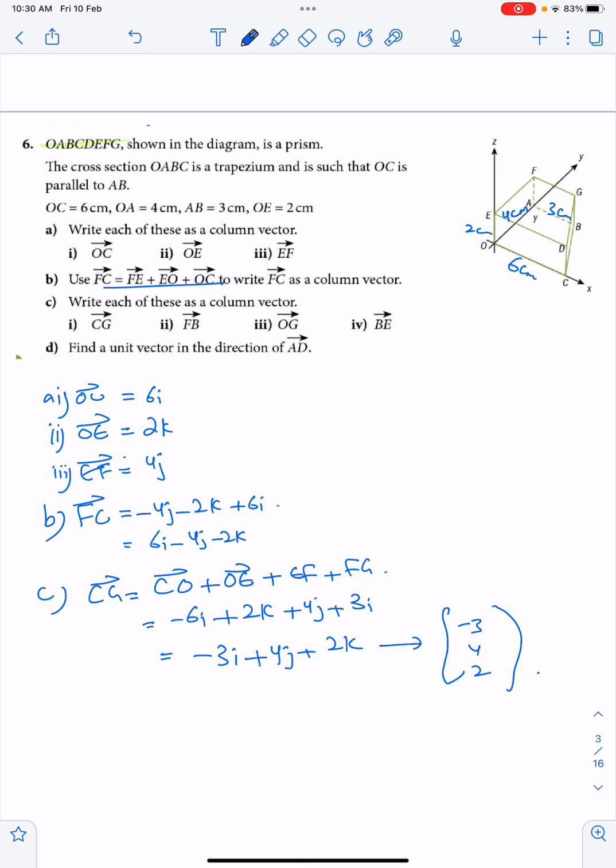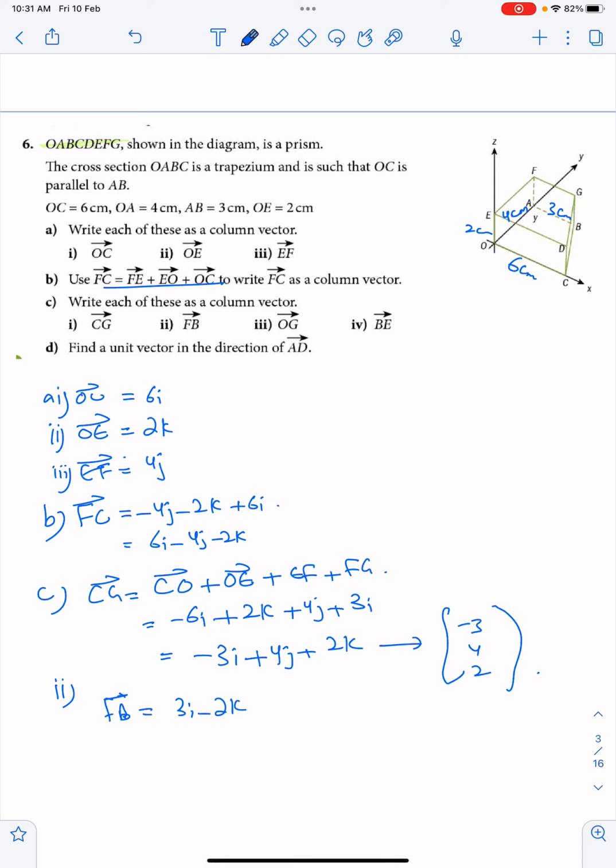Then we move on to FB, the second part. To go from F to B, it's going to be plus 3i minus 2k. This is FB, F to B.